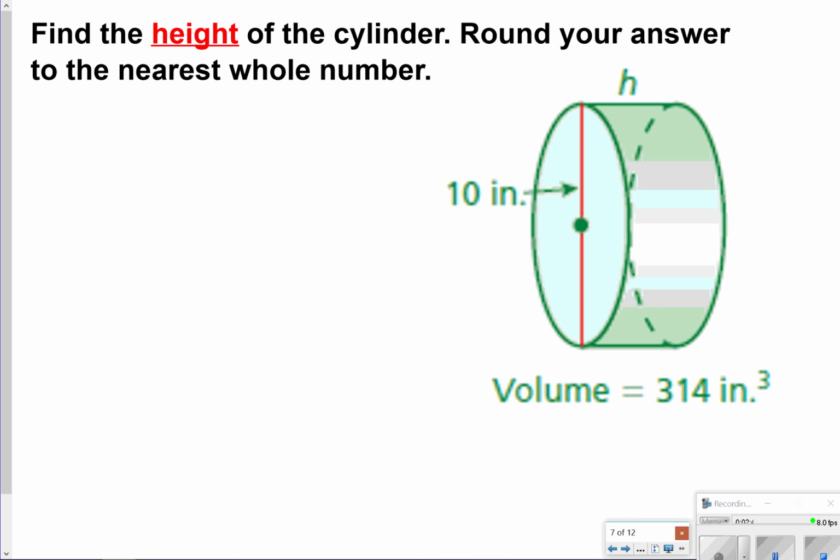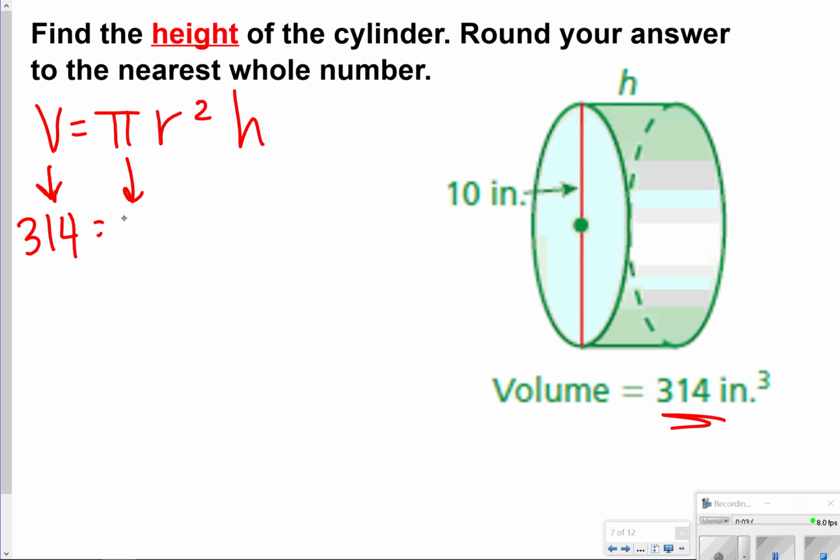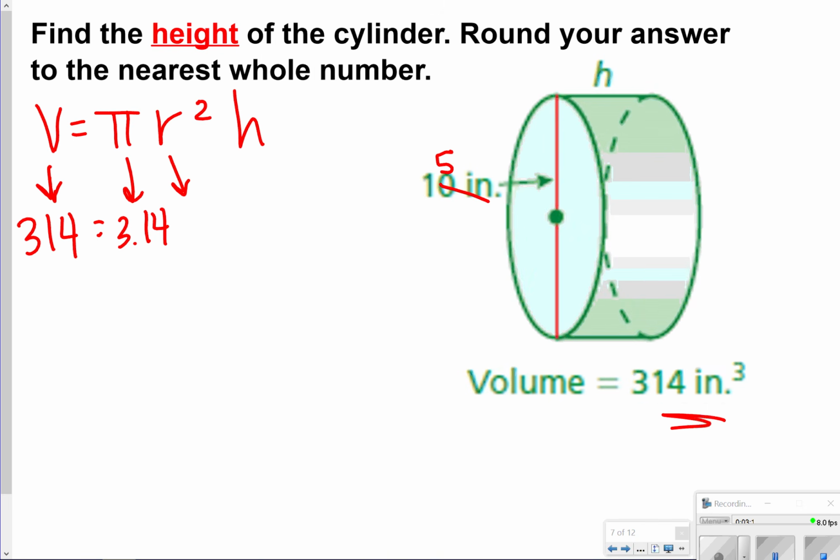Okay. The next thing we're going to talk about is how to find the height of the cylinder if you're given the volume. Okay, so we're going to be having to work backwards here. And this answer says round your answer to the nearest whole number, so we're going to see how this is done. So in order to work backwards, it is extremely helpful to write down your formula first and then plug in what's given to you. It does say volume is 314, so 314 is equal to, I know pi is 3.14, I know radius is 5, because 10 is the diameter, so radius is 5, so 5 squared, and then height is unknown.